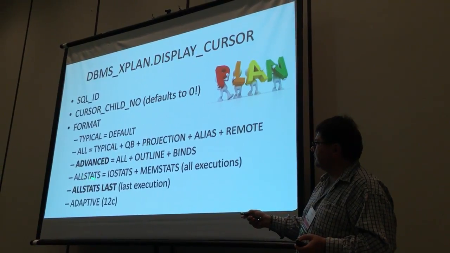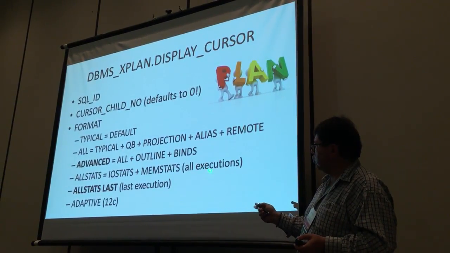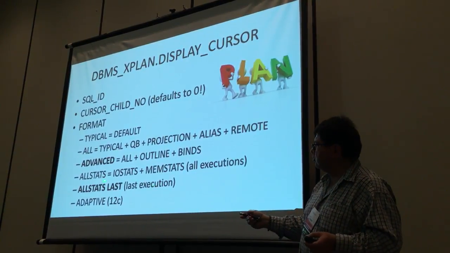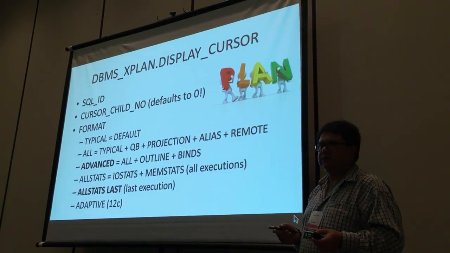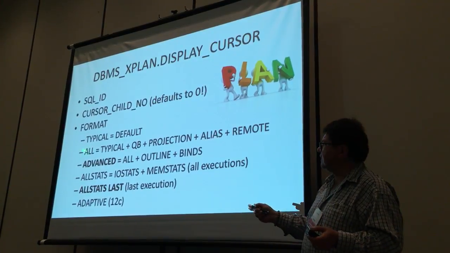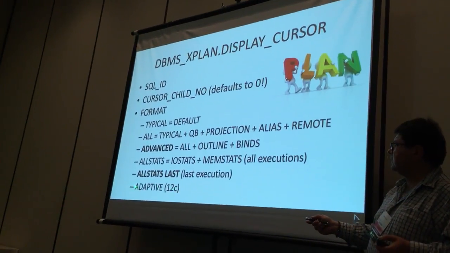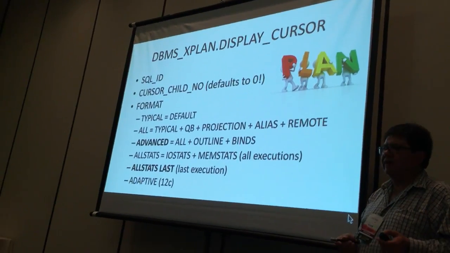Then when you say allstats, you get these two for all the executions. But if you only care about the last execution, you say allstats last. So you can even say advanced allstats last, and that works fine. For 12c, there is another value that is called adaptive.